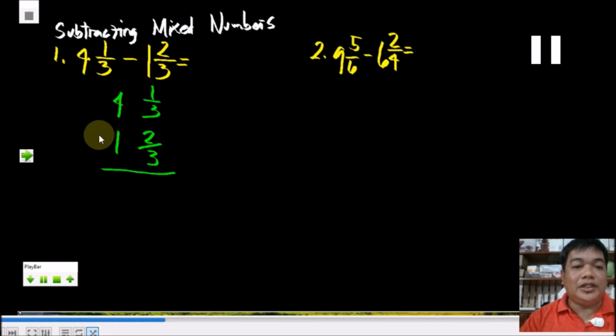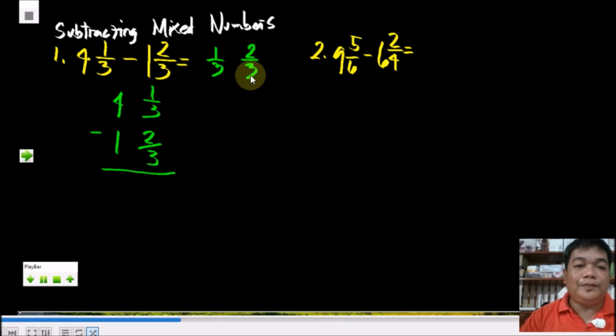So before you proceed in subtracting the fractions and whole numbers, you need to first compare the fractions, to see if the first fraction is greater than the second fraction. So we need to compare 1/3 and 2/3. In comparing fractions, the process is to cross product. So 3 times 1, that will be 3, then 3 times 2, that is 6.